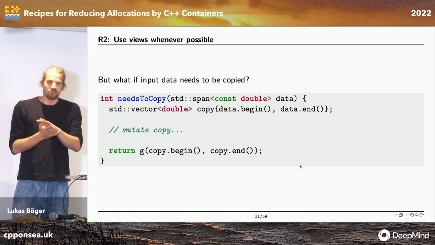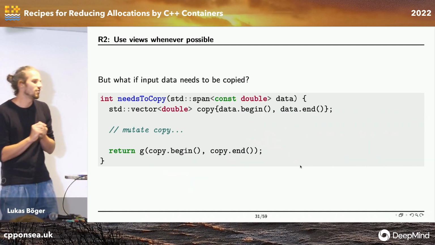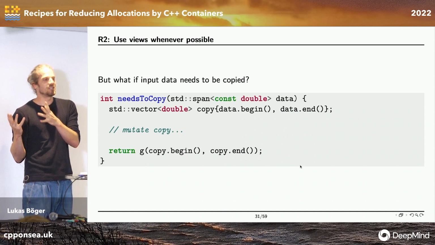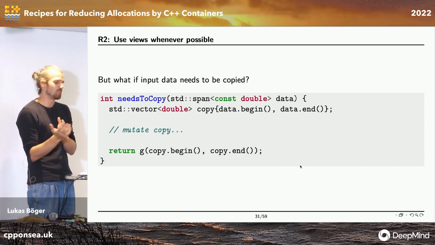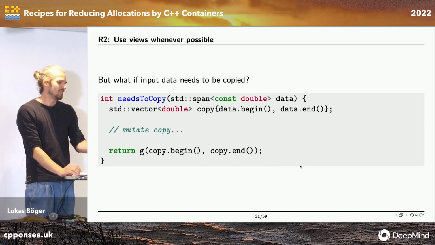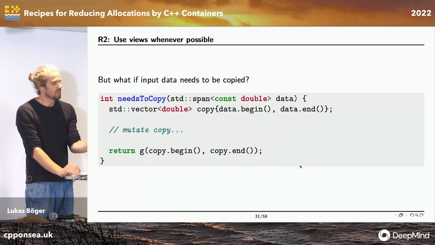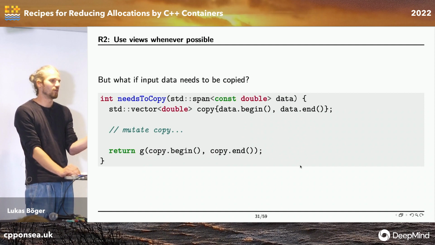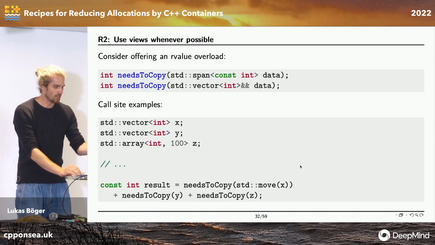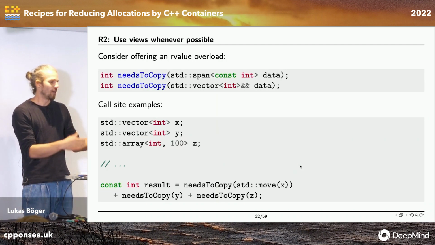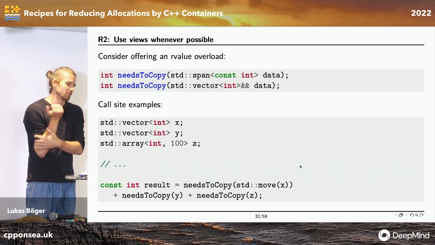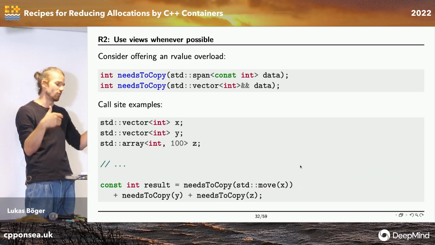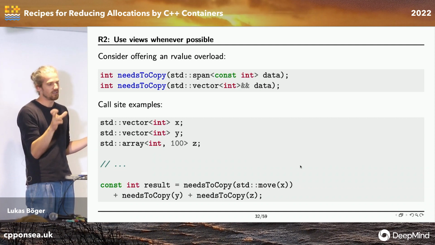One, what happens if we need to copy the input sequence? Now then, this recipe doesn't really apply because we can do better than this. In this case, if the caller was to pass a std vector, we could really avoid the copy by moving it into the function. And that's why, in that case, you could consider offering a second overload, not only the view function signature, but also a specific container.